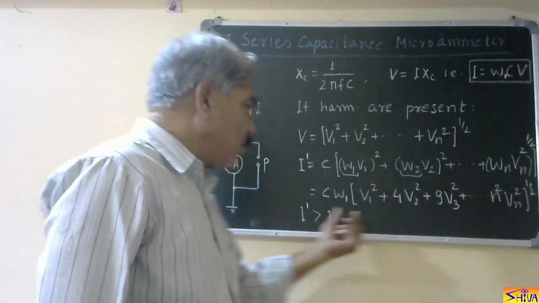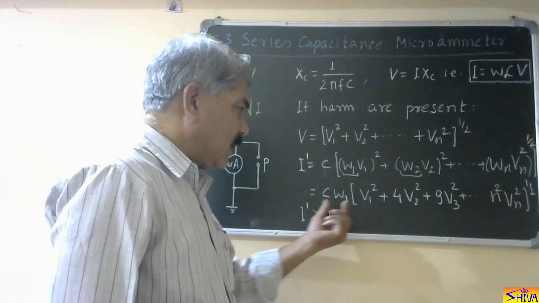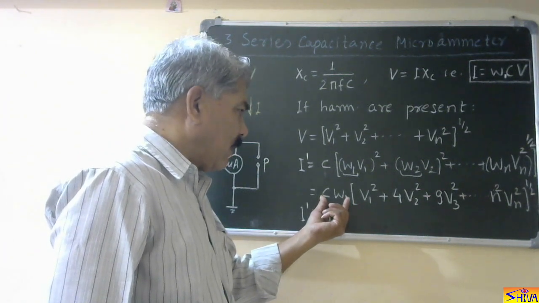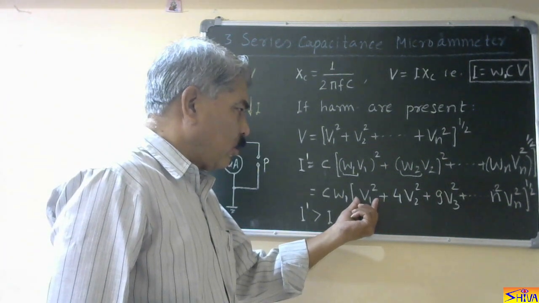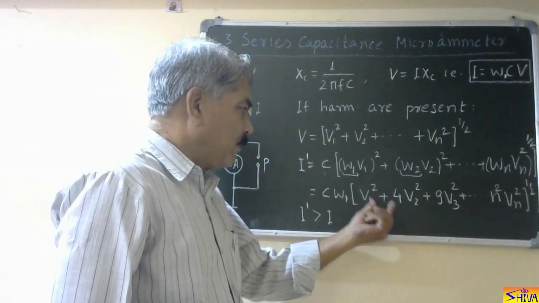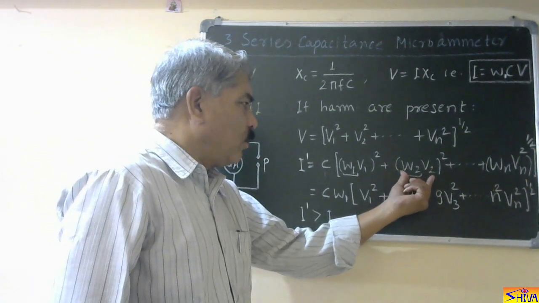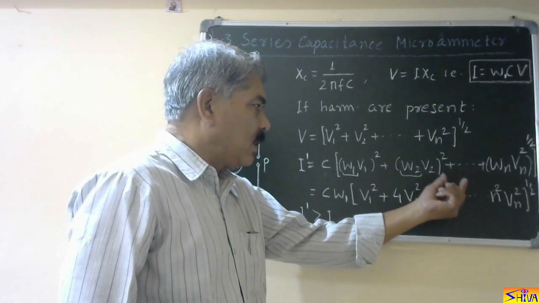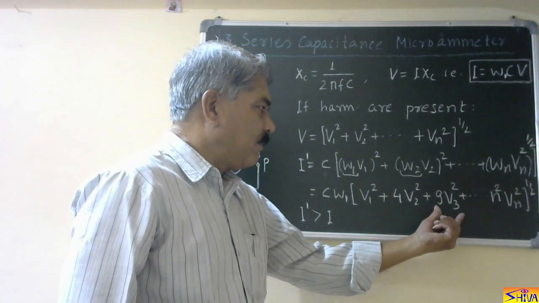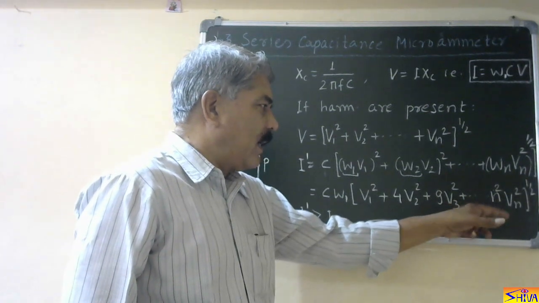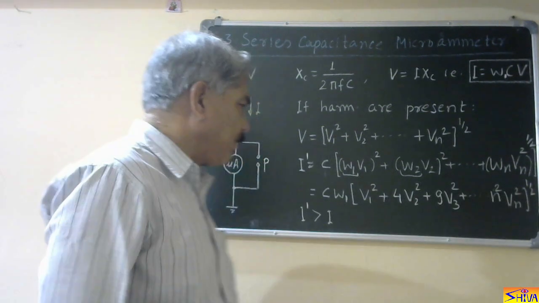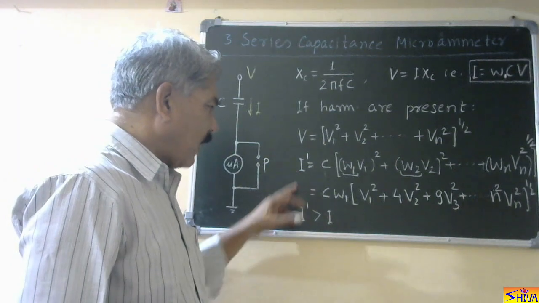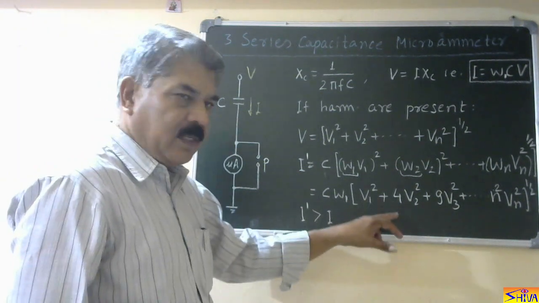So we can take out omega 1 also outside this bracket. So it is C omega 1 times the square root of V1 square plus 4 V2 square, because it was 2 into V2. Next term is third harmonic, so 3 into V3 square, that is 9 V3 square, up to n square Vn square. In this way we can compute I dash when harmonics are present.